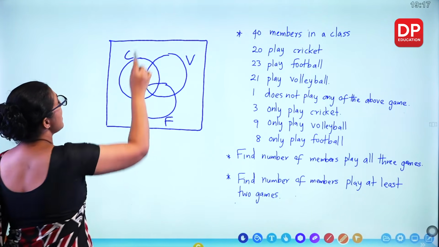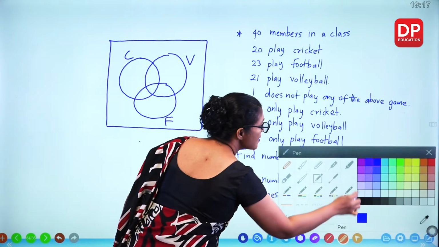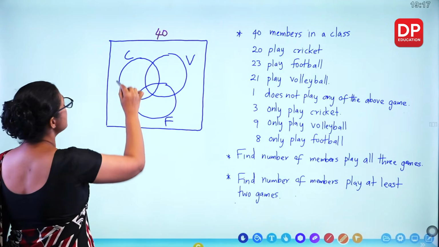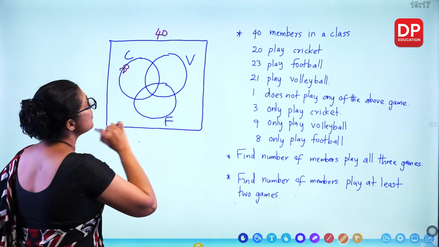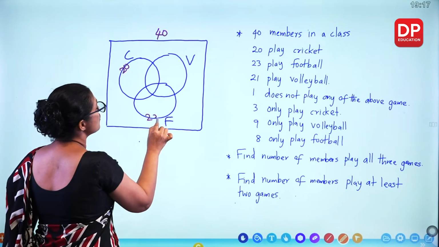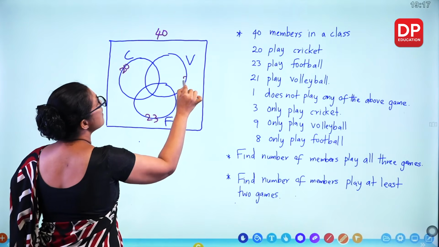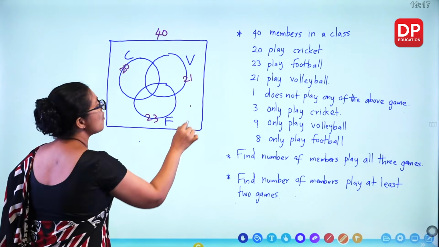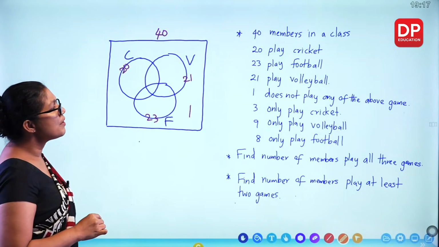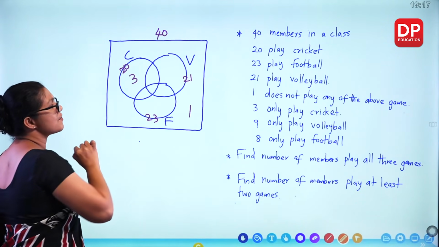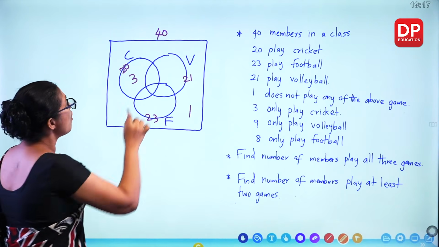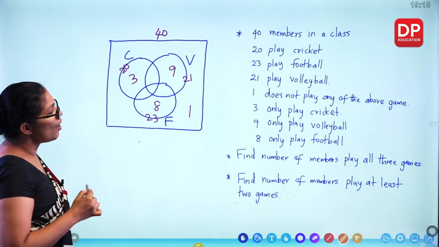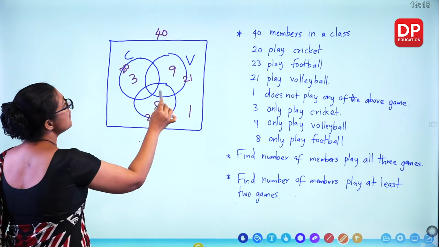40 members in a class. So that means 40 is just outside. 20 play cricket. So this is here. 23 play football. This is 23. 21 play volleyball. 1 does not play any of these above games, means outside the 3 circles. 3 only play cricket. So that means this region. 9 only play volleyball and 8 only play football. Now we'll try to figure out the other numbers.